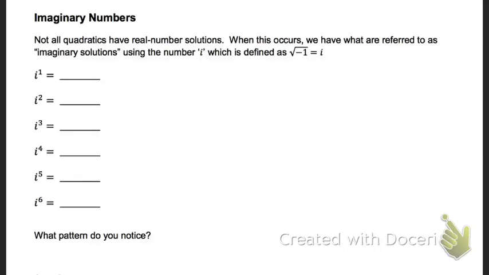So imaginary numbers are any number that you have that is under a square root that is negative. So not all quadratics have real number solutions. In the last example, if you look above, it was no real solutions, and the reason why is because you had a negative under a square root. When that happens, we call that an imaginary solution.